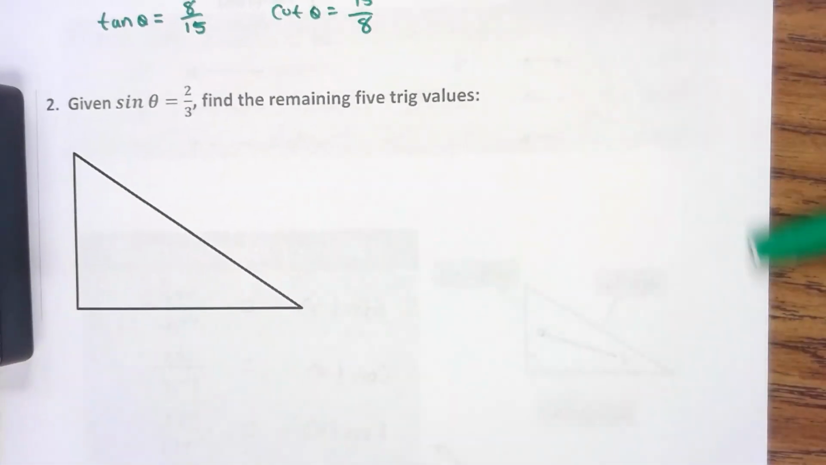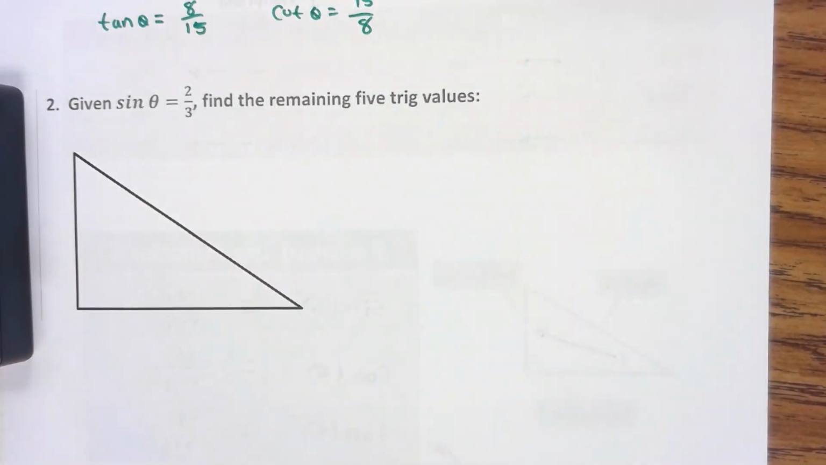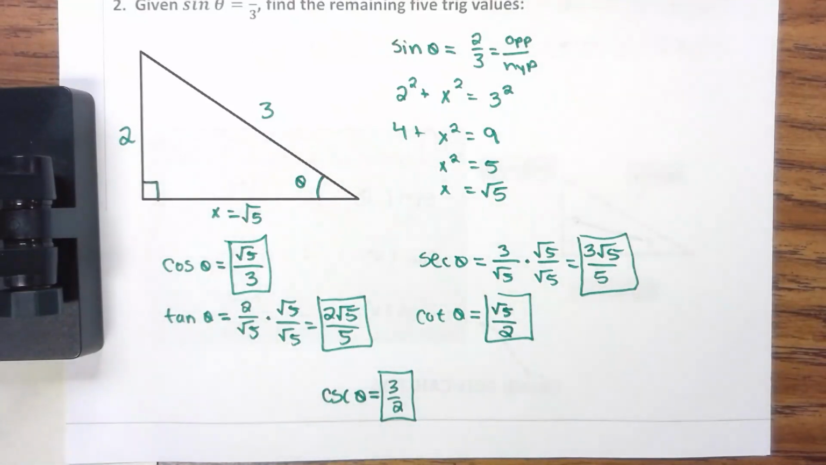Try this one. Based on this information given, using a right triangle, can you find the values of all the other trig functions? Work within your group, see what you come up with. Here's what you should have gotten.